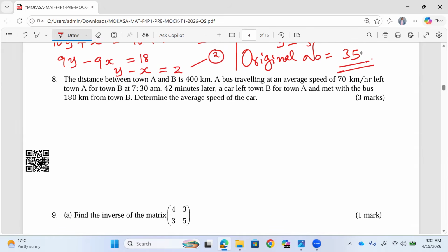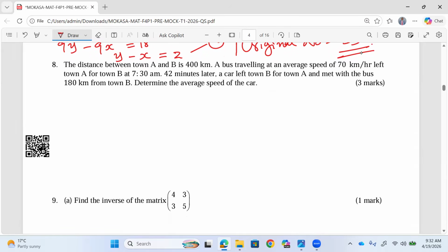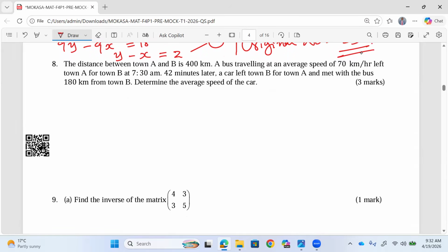Number 8, ladies and gentlemen. Now, the distance between town A and B is 400 kilometers. A bus traveling at an average speed of 70 kilometers per hour left town A for town B at 7:30. 42 minutes later, a car left town B for town A and met with the bus 180 kilometers from town B. Determine the average speed of the car.